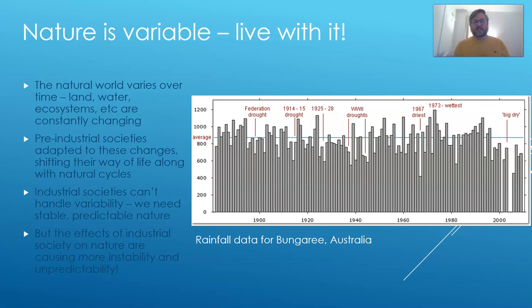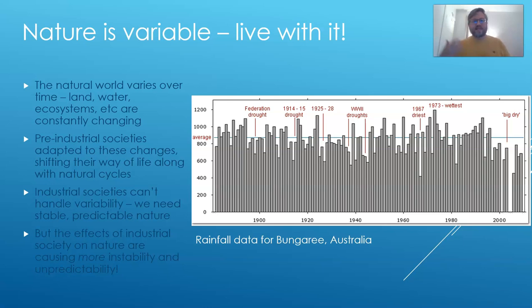Pre-industrial societies adapted to these changes in their environment. They structured their way of life to go along with these cycles and these changes in the natural world. They had ways of altering their way of life based on whether it was a drought year or a flood year, a warm year or a cold year, and all the other types of variability that exist in our environment.